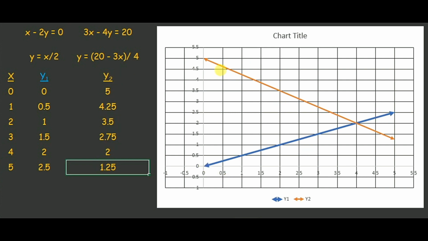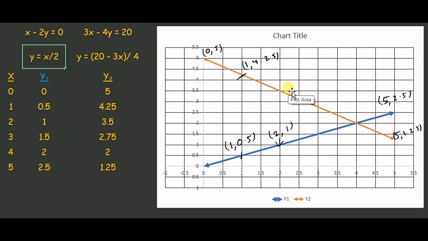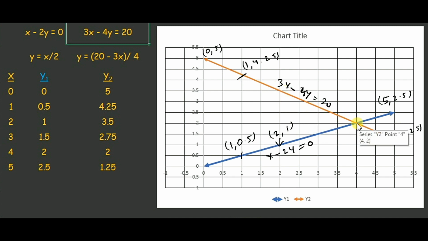Now, in this blue line and orange line, let's highlight some of the coordinates. I write the name of the equation on this blue line. This orange line here represents 3x plus 4y equals 20. You can see this blue line and this orange line, both these lines are intersecting at this point here, which is x is 4 and y is 2. I'll mention this point here where x is 4 and y is 2.